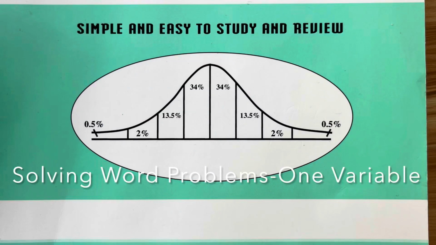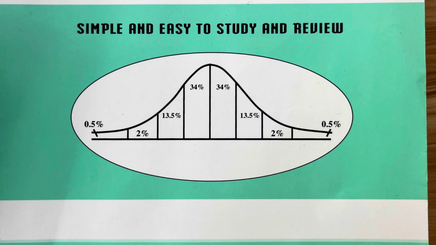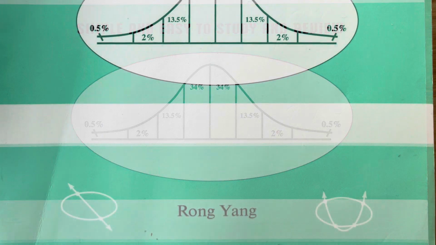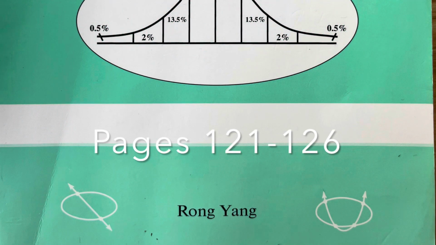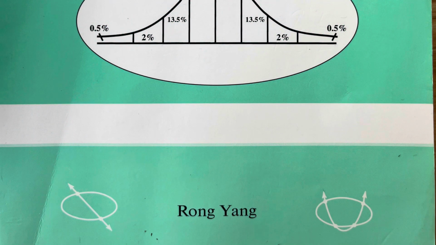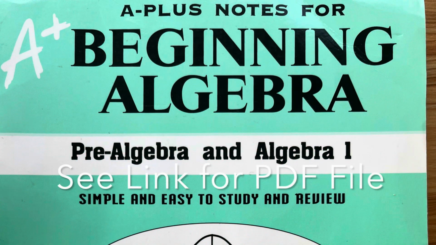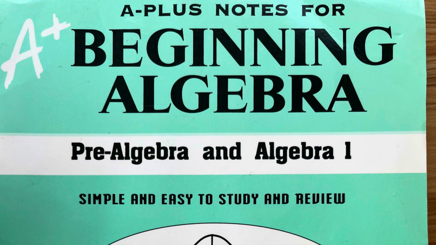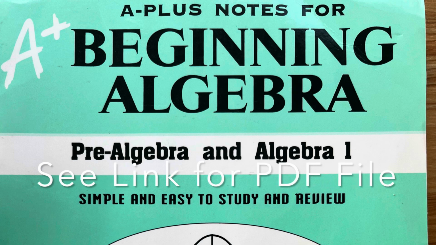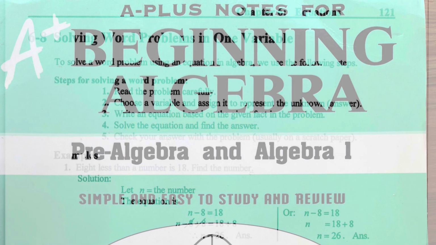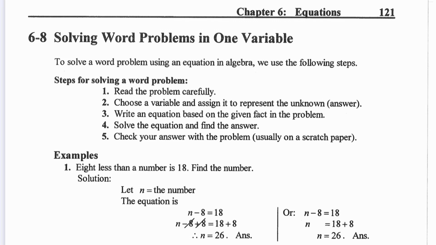Solving word problems in one variable is found on pages 121 to 126 of the Beginning Algebra book. Please use the link in the description box below this video for the PDF file of the textbook, which you may use to print a hard copy. I will animate the examples for you in this lesson.